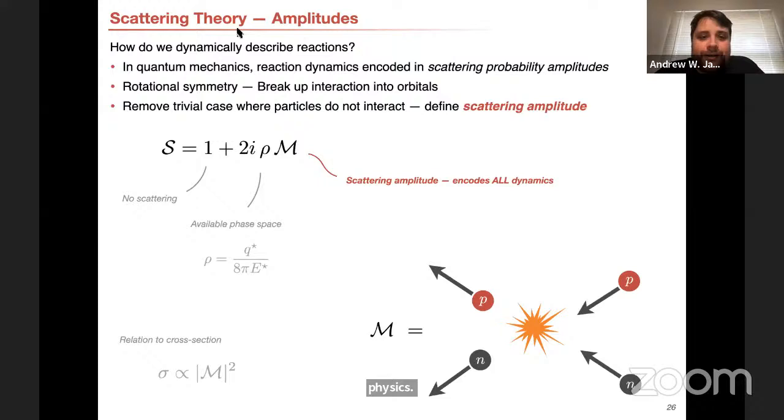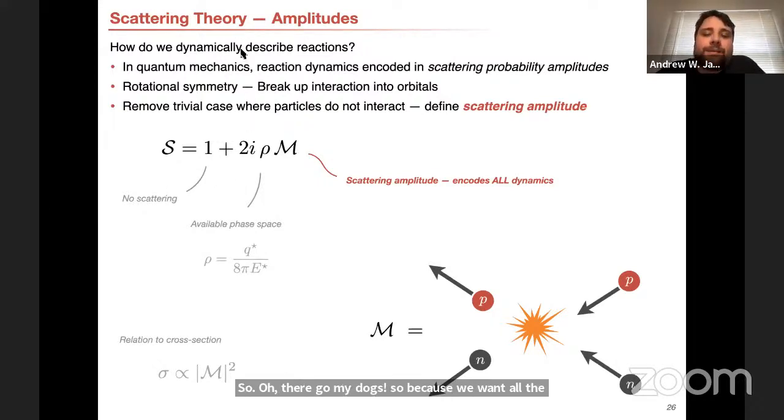Oh, there go my dogs. So because we want all the scattering physics, I'm gonna mute real quick while they do this, sorry.